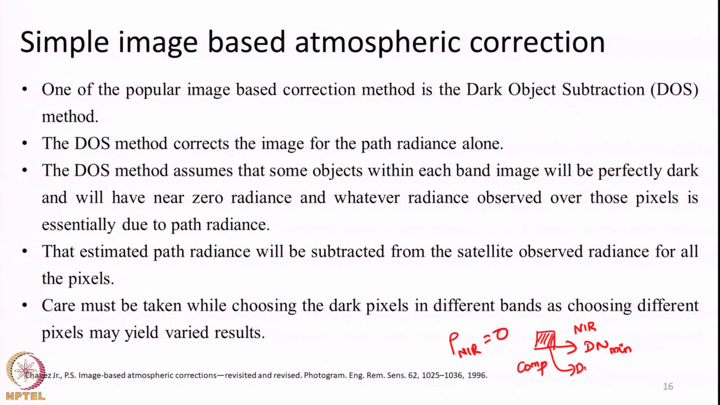That is the nature of how water reflects. But there will be some other DN definitely, because the atmosphere has a path radiance term. So what we assume is, whatever the radiance recorded in that particular pixel, we use the DN recorded in this pixel, convert it into radiance, and assume that whatever radiance is recorded for that pixel is purely due to path radiance. That is the assumption we will make.